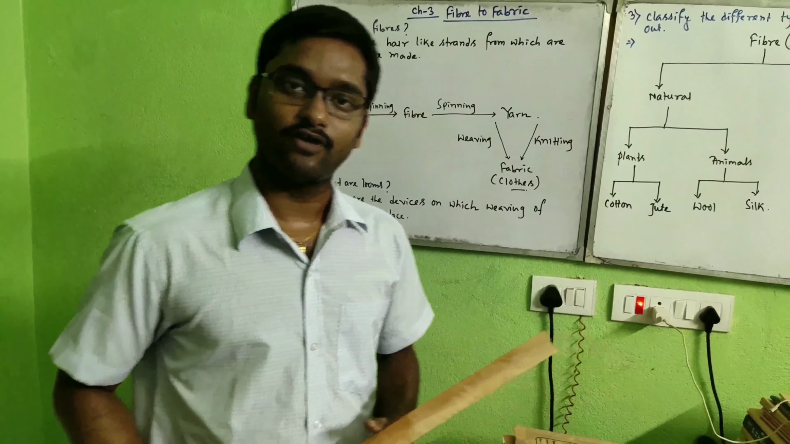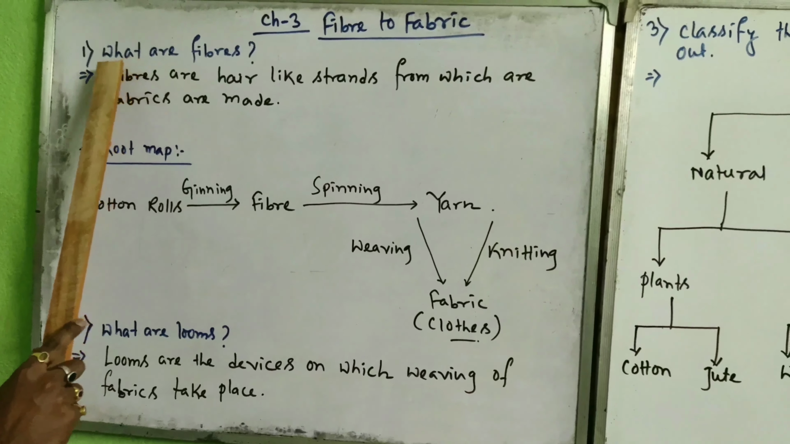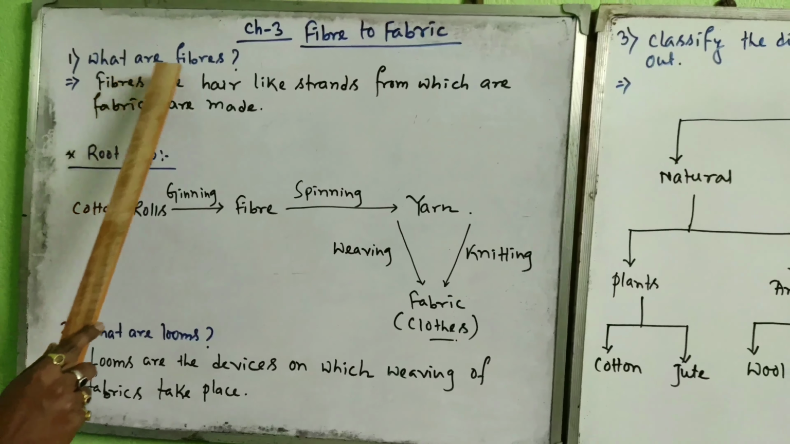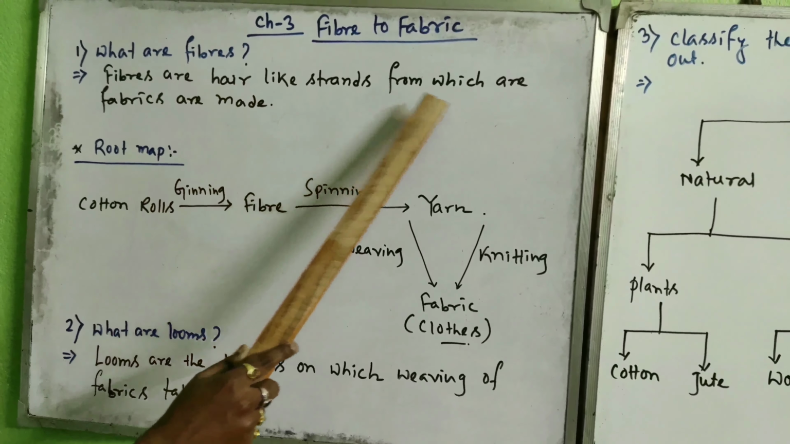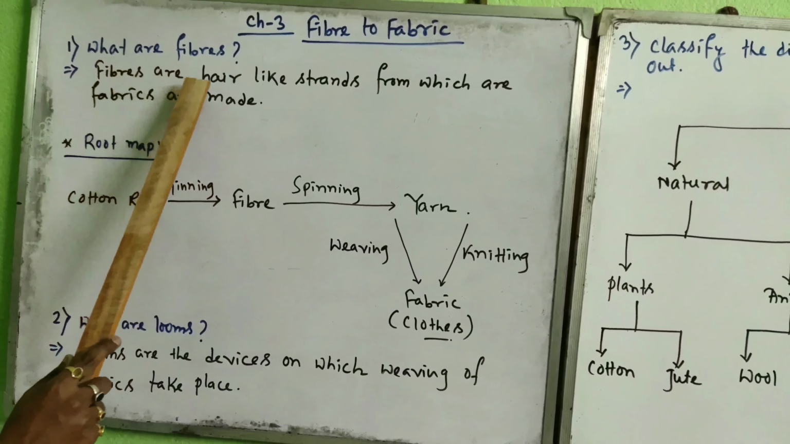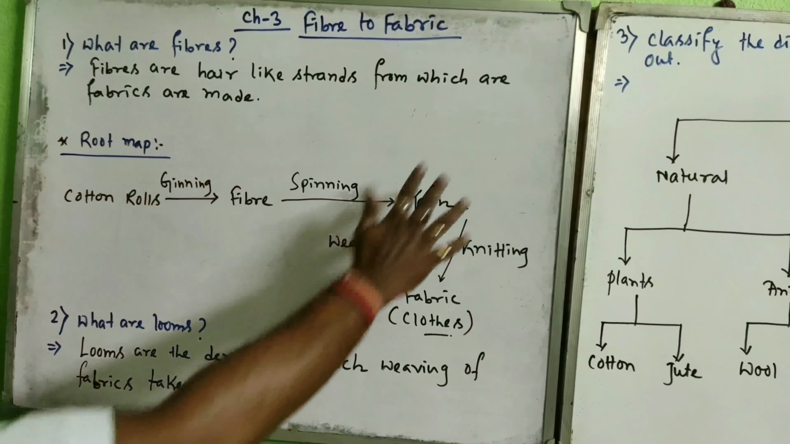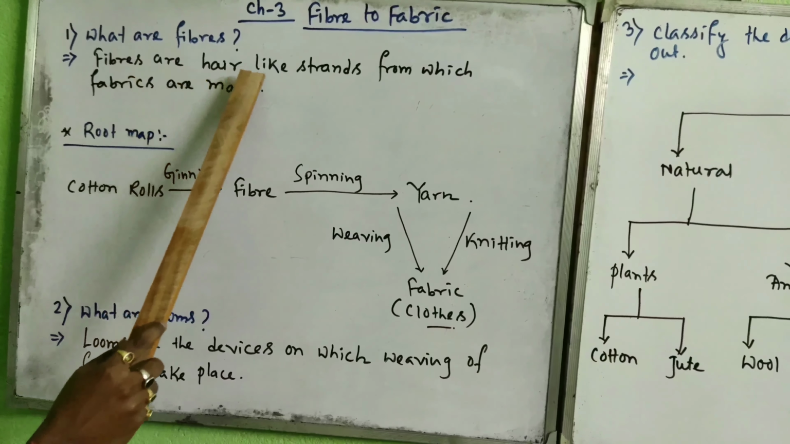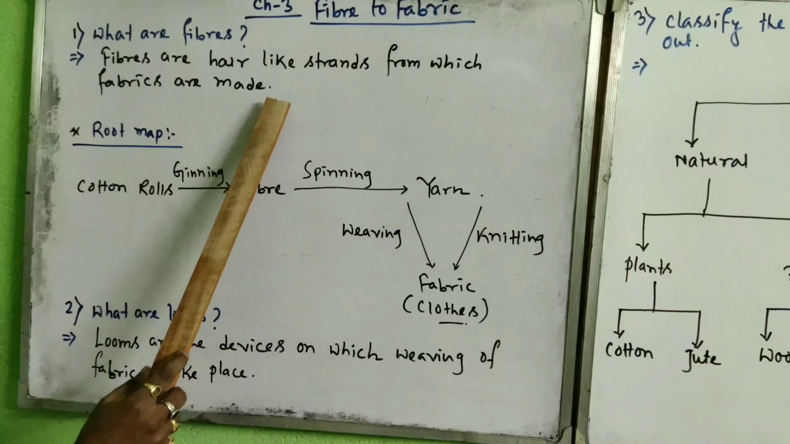Let's come to the main point. At first you have to learn, what are fibers? This is the main thing over here. Fibers are hair-like strands from which fabrics are made. Basically, from which fabrics are made. These are the main things you have to learn: fibers are the hair-like strands from which fabrics are made.